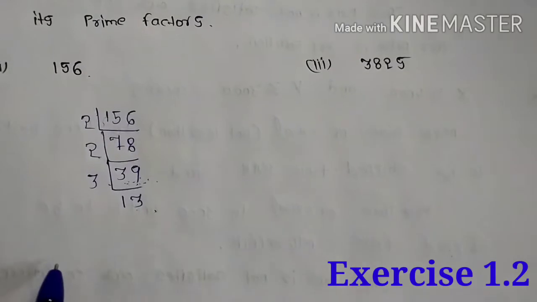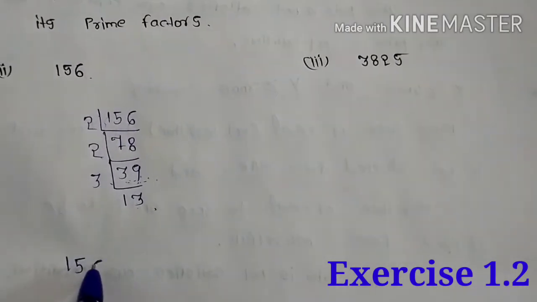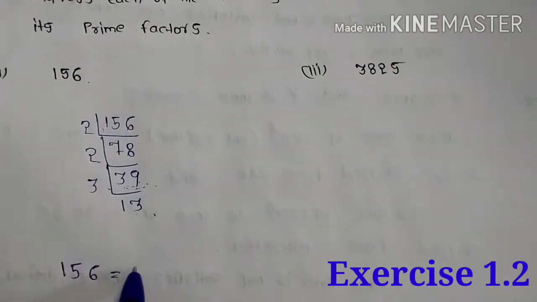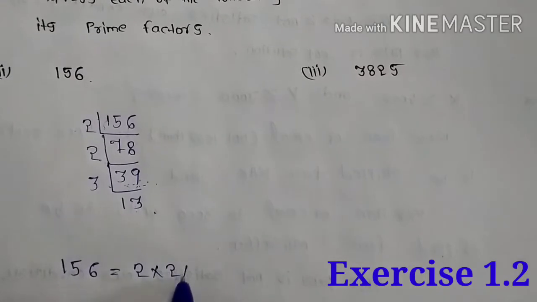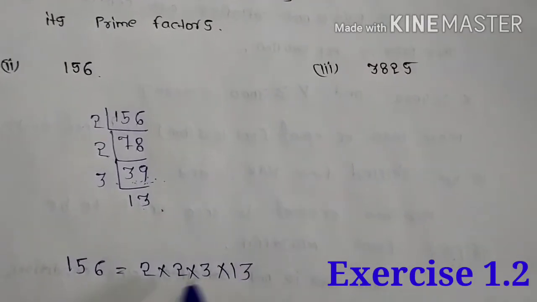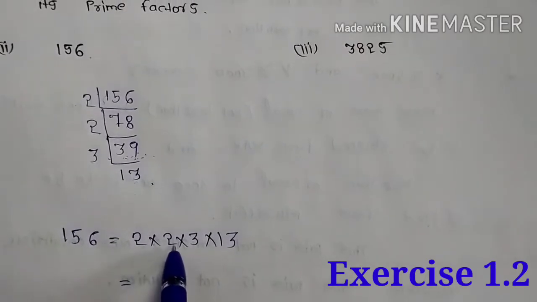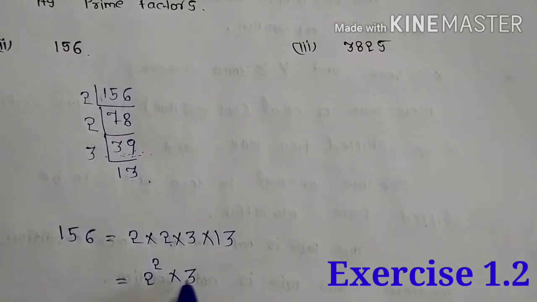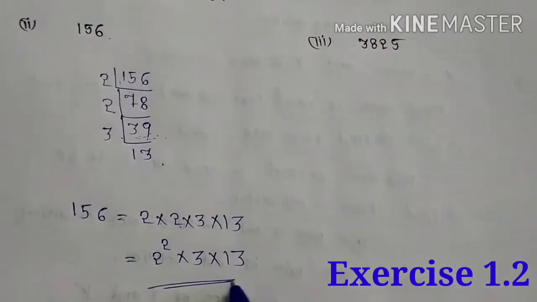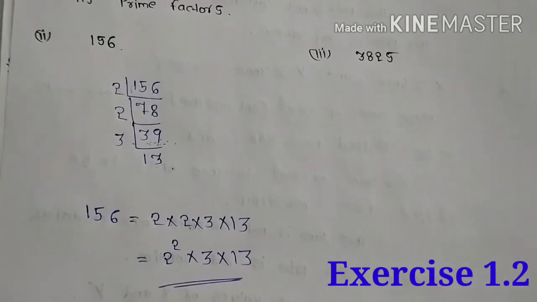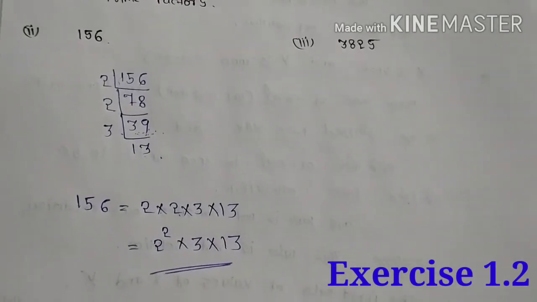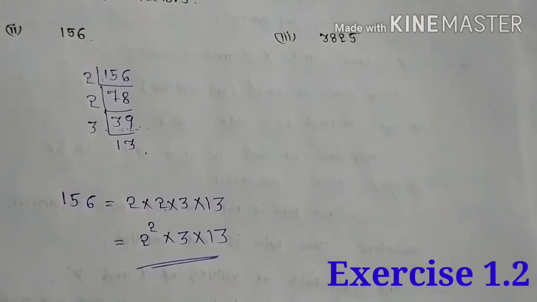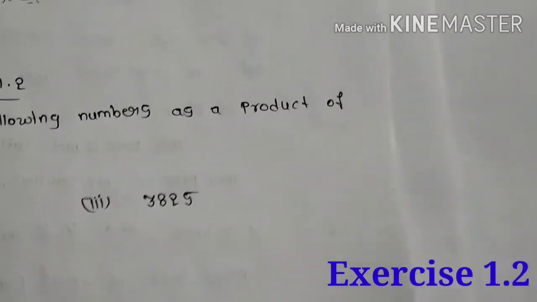See here, you can write 156 is equal to, in order, 2 into 2 into 3 into 13. To simplify, 2 is repeated how many times? 2 times. That means you can write 2 power 2. So it is 2 square into 3 into 13. This is your answer. You have to write it in the easiest way. You have already learned in previous classes how to do prime numbers. One more problem you can check.